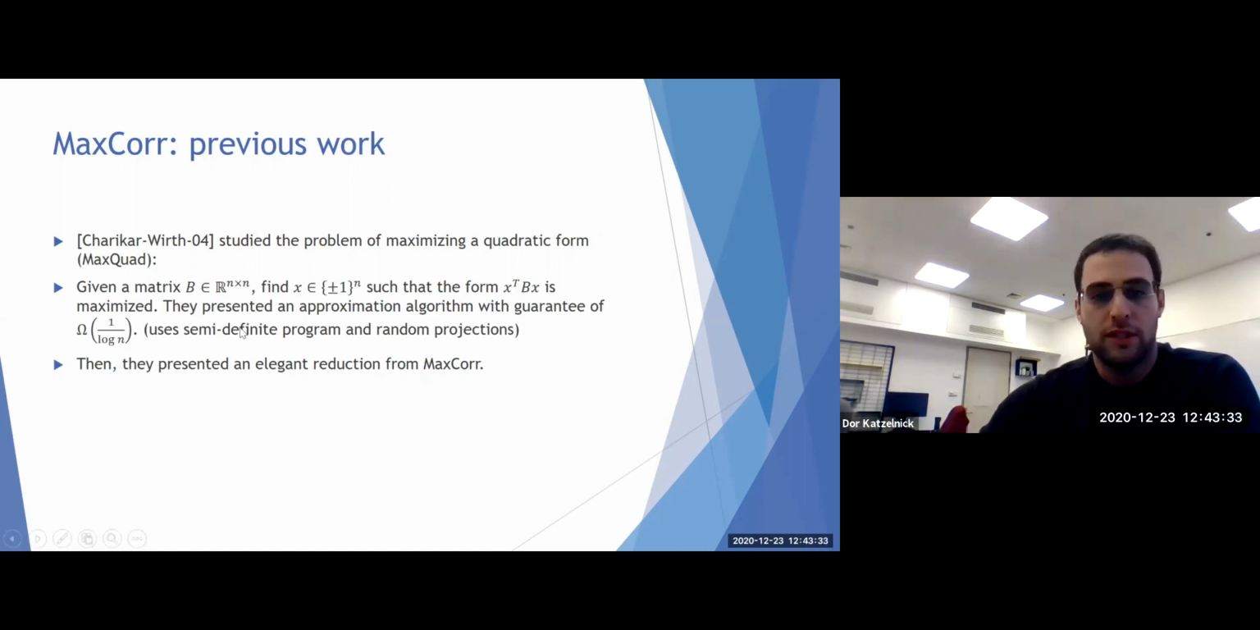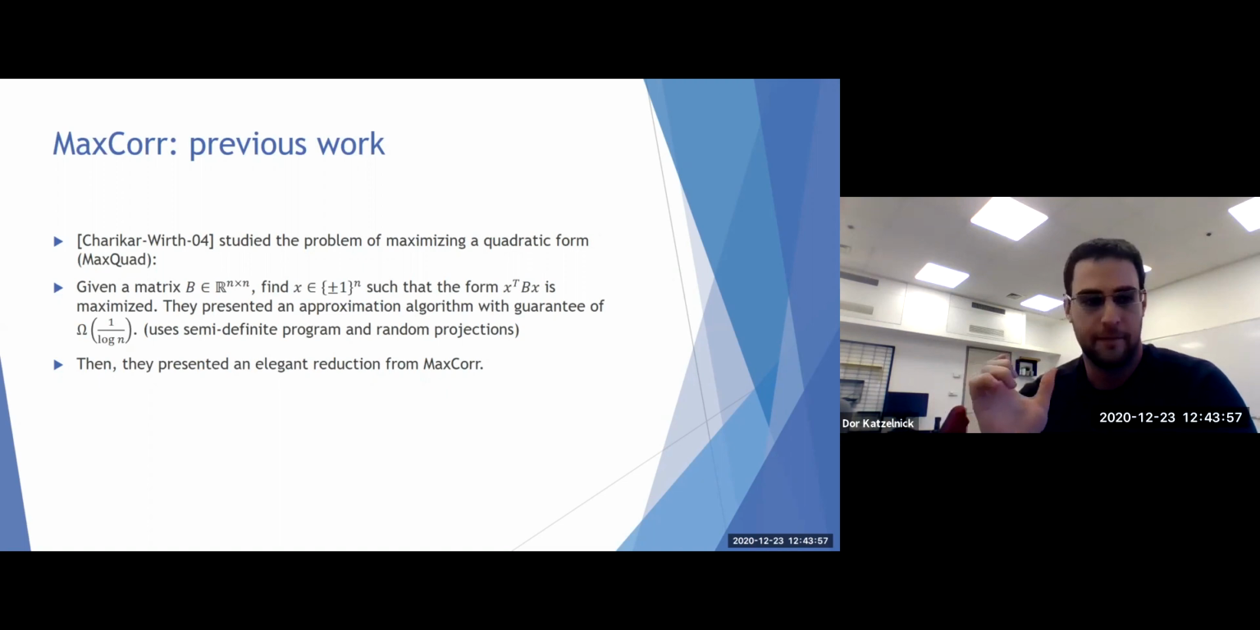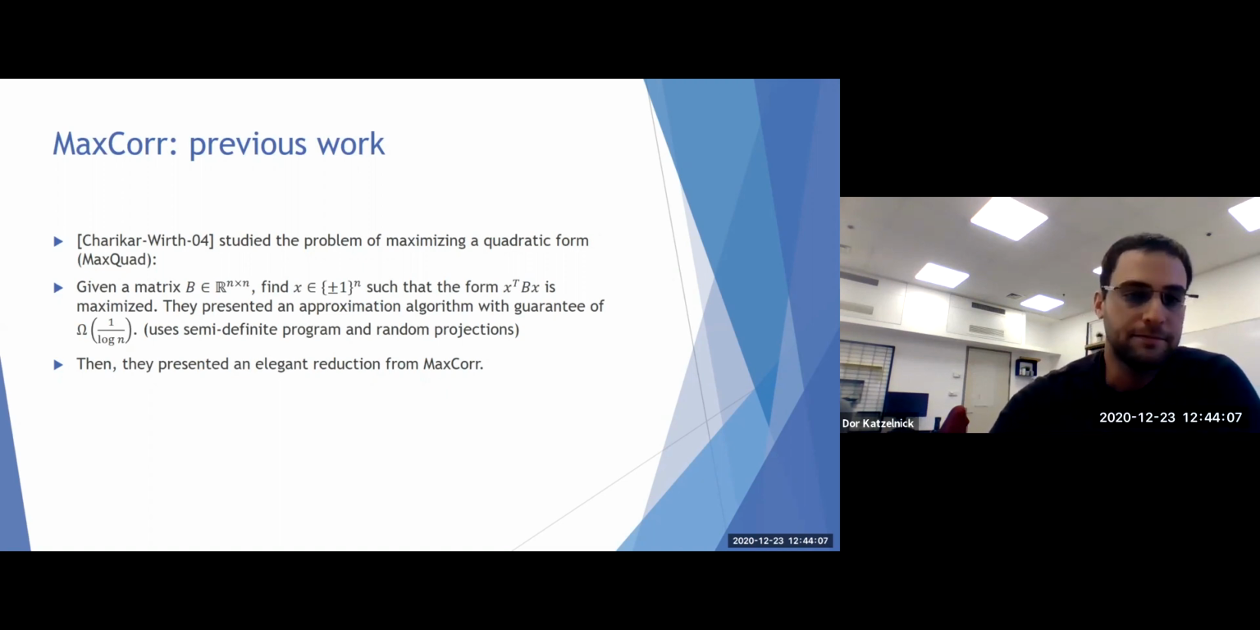Okay, and what they presented is an omega of 1 over log n approximation for this problem, for max quad. This algorithm used some semi-definite relaxation and random projections. And then they showed how you can use this algorithm to solve max core, not just the restricted problem when we have only 2 clusters. So basically, they showed a reduction from max core. And let's see the reduction.